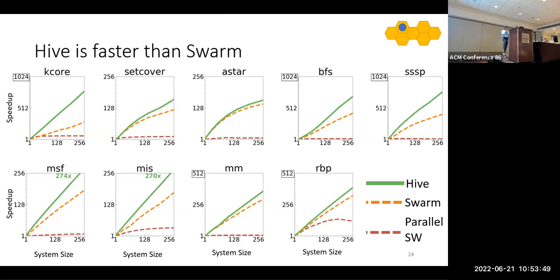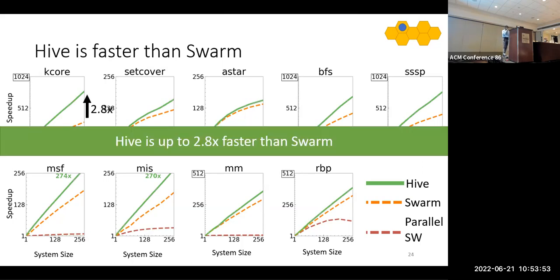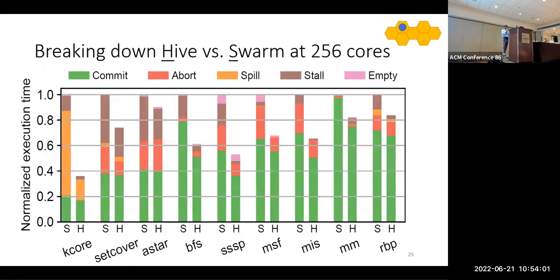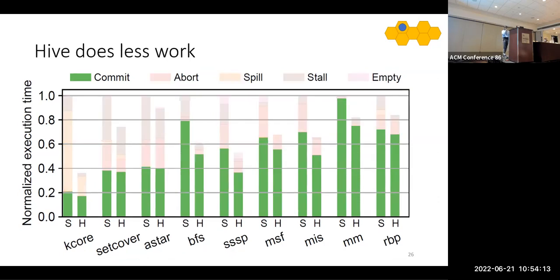Hive always outperforms Swarm. Hive achieves speedups of up to 2.8x over Swarm at 256 cores and is superlinear on more benchmarks than Swarm is. Now, let's talk about why. We break down the cycles that both Swarm and Hive spend on executing tasks, managing their queues, and waiting for work or space. While we present a full analysis per application in our paper, let's observe some overall trends right now. First off, Hive just plain does less work than Swarm does.